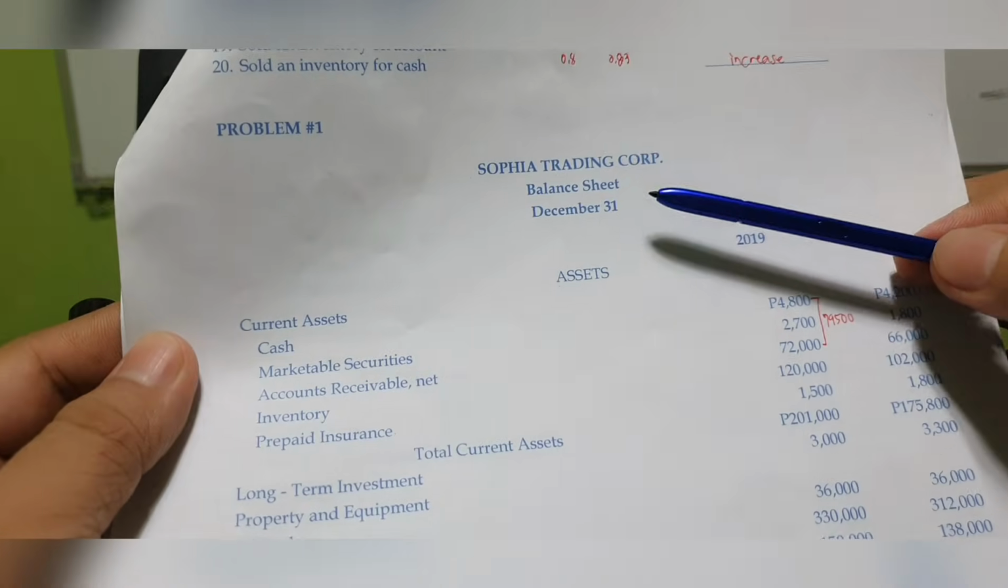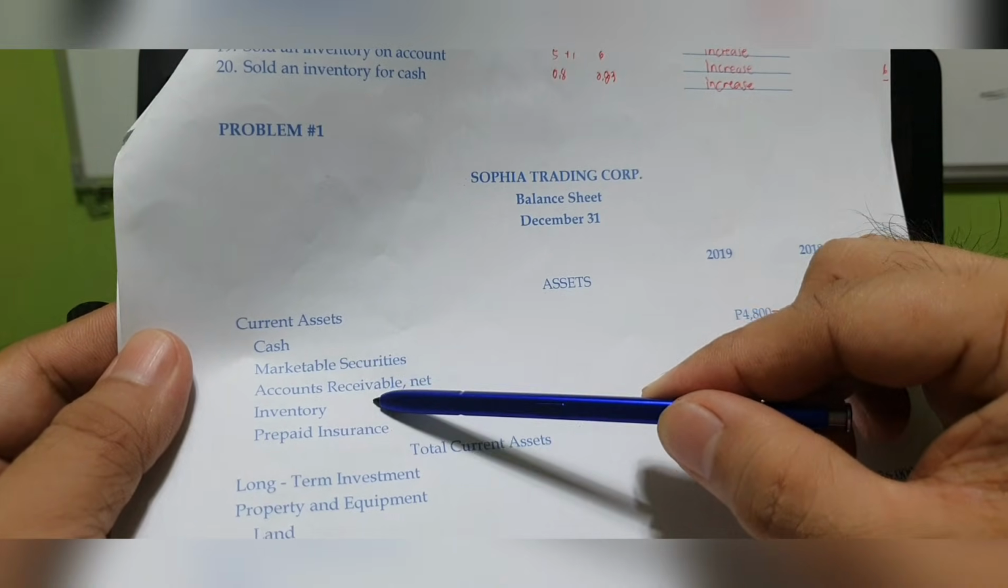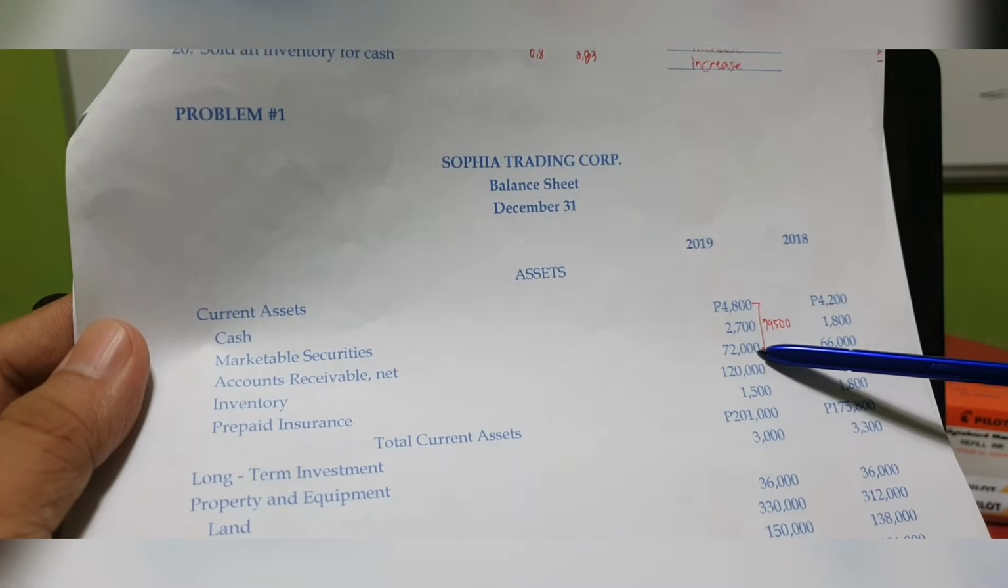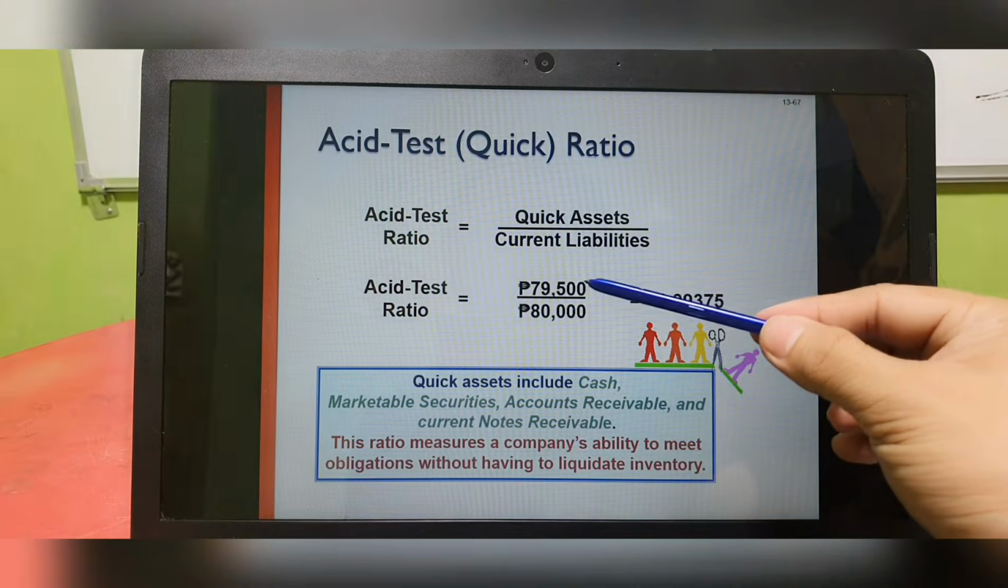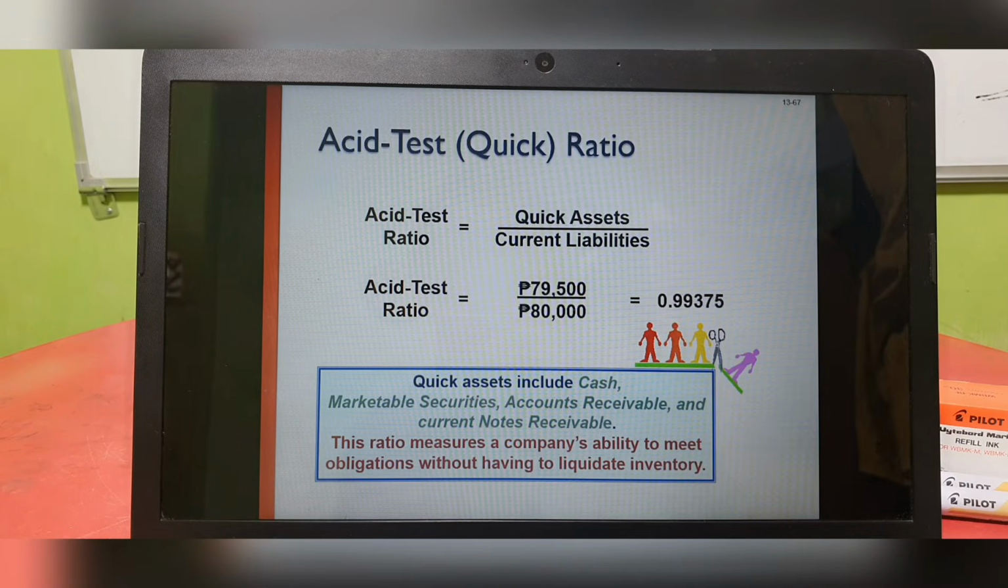So, going back to our example. So, here is our example. So, ang quick assets natin ay cash, marketable securities, and accounts receivable. Inventory and prepayments, hindi kasama. So, a total of 79,500. Kaya, quick ratio, 79.5 over 80. So, that would give us 0.99375. Kapos tayo ng konti to pay for our current liabilities. Just in case wala talagang mabebenta na kahit anong inventory, kulang tayo ng pangbayad ng current liabilities natin.